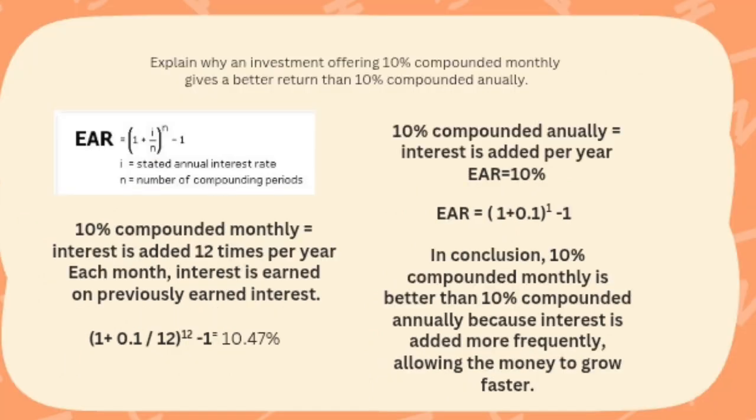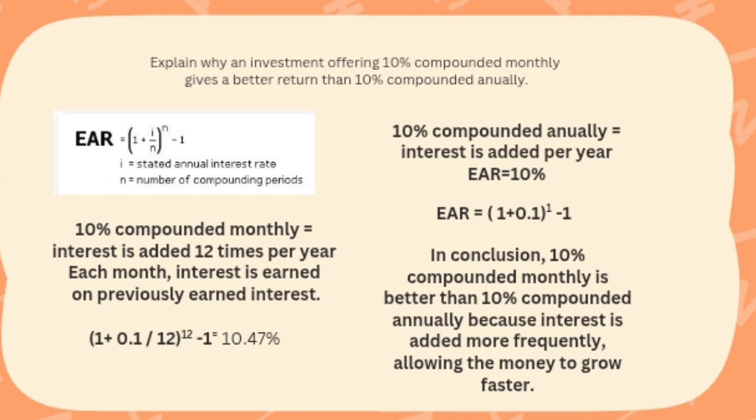compound interest. Okay, so this question asks why an investment with 10% interest compounded monthly gives a better return than 10% compounded annually. First, I need to explain what effective annual rate or EAR means. EAR is the actual interest we earn in 1 year after taking into account how often the interest is added. The more often interest is added, the more money we earn because we earn interest on interest.